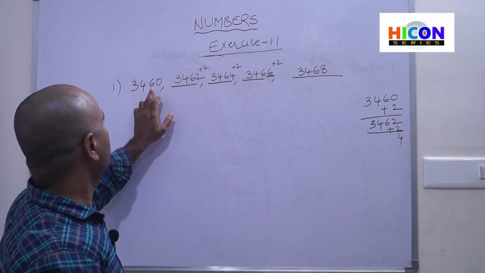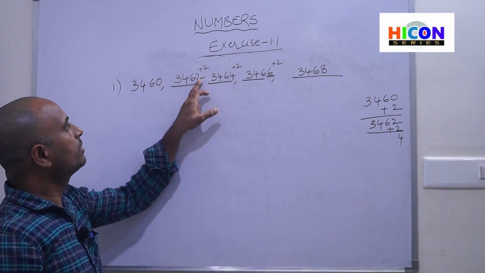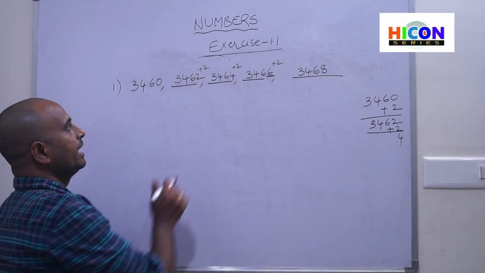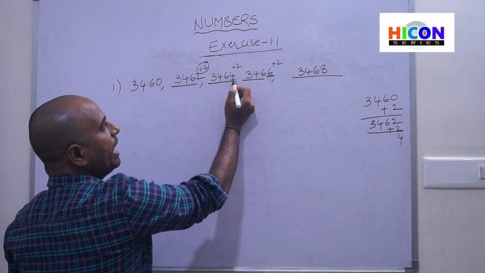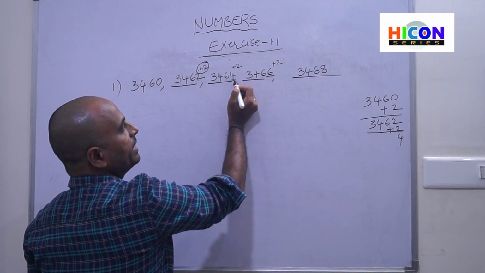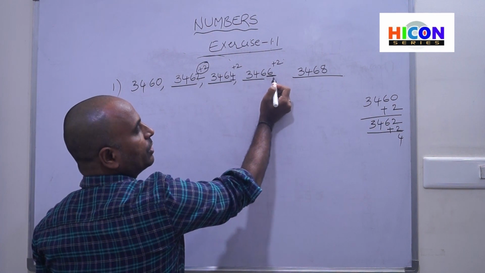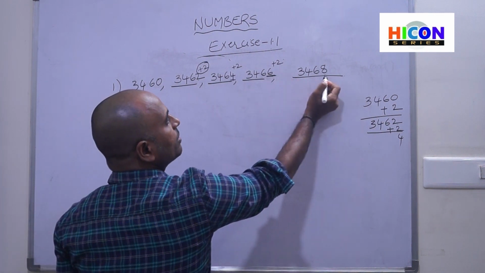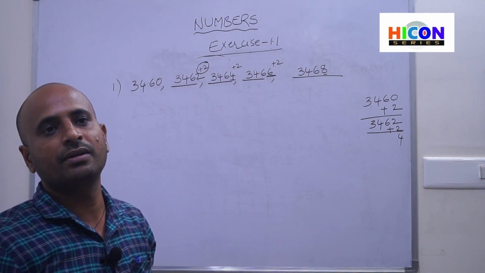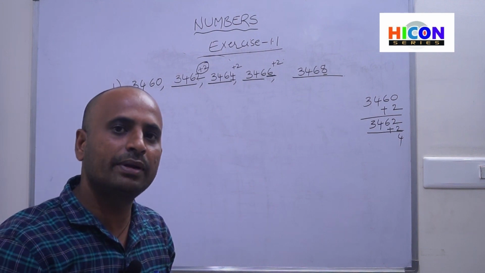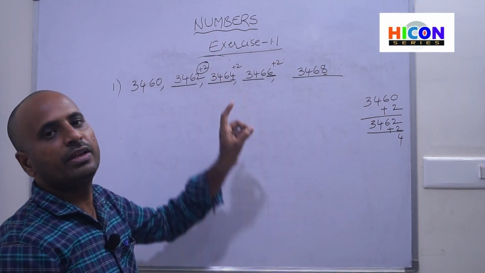In this way you have to add 2 for ones place for every number, then you will get the next number. Here in ones place there is 0. If you add 2, you will get 3462. Again if you add 2 for the ones place, it becomes 4. If you add 2 again for the 4, it becomes 6. If you add again 2 for the 6, it becomes 8. So this is the way of counting 2 for every number. Counting 2 for every number means you have to add 2 for the ones place for every number.